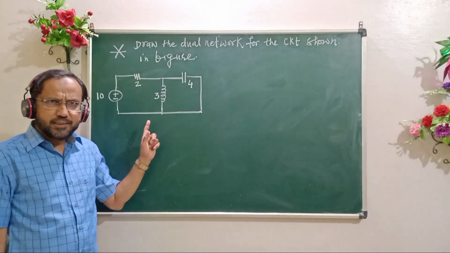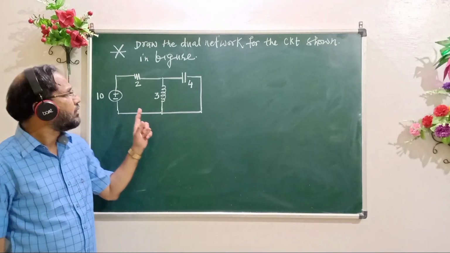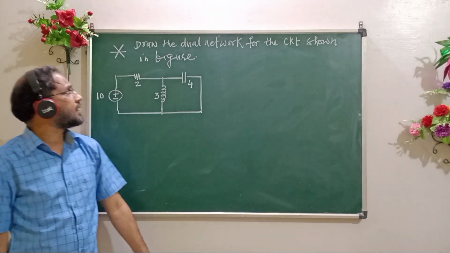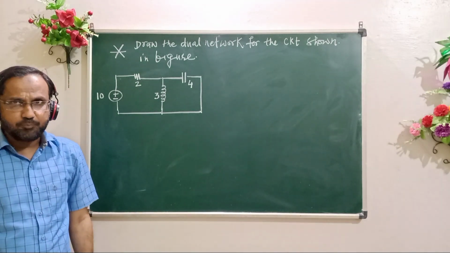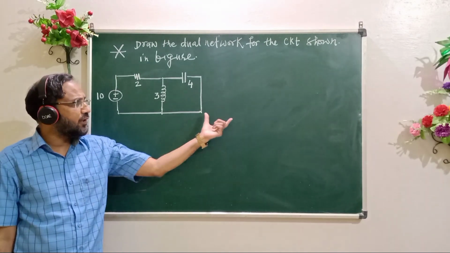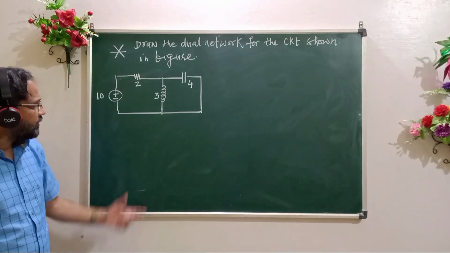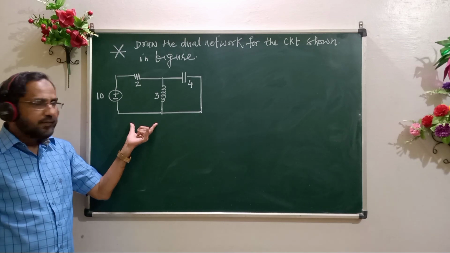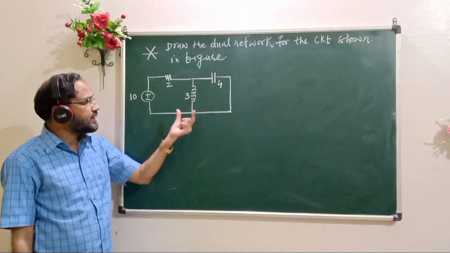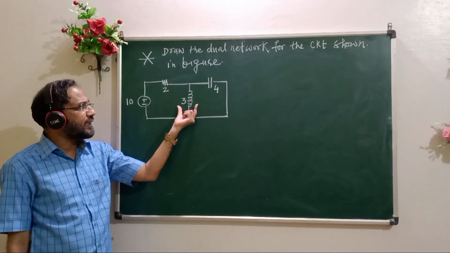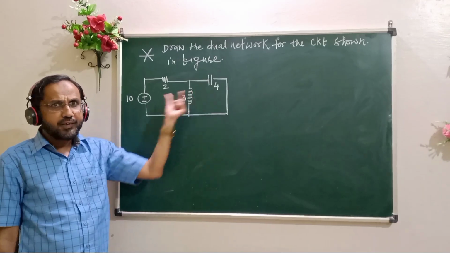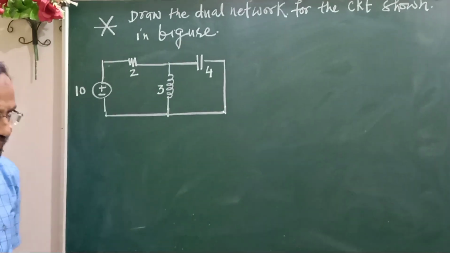We have to discuss one problem. The statement is: draw the dual network for the circuit shown in the figure. I will tell you the step-by-step procedure to draw the dual network. So this is the given circuit consisting of a 10 volt source, 2 ohm resistor, 3 Henry inductor and 4 farad capacitor. We have to draw its dual network.